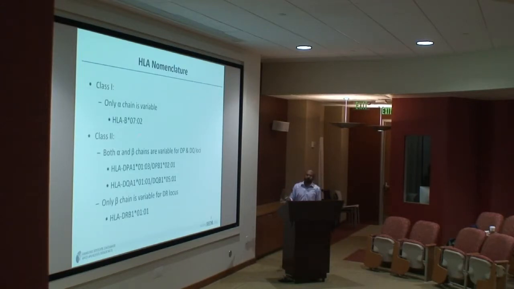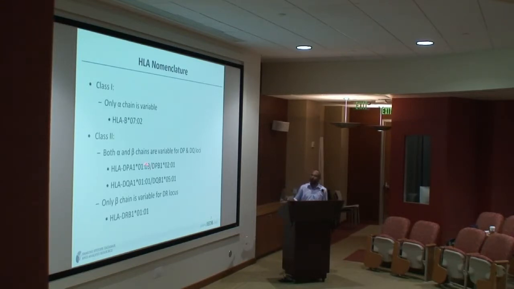And briefly about the nomenclature. In case of class 1, you see only one letter, like the name is mentioned like this. So this represents the alpha chain, whether it's HLA-A, B, or C, it's the alpha chain. We don't normally say what the beta chain is because it's constant, beta 2 microglobulin, globally.